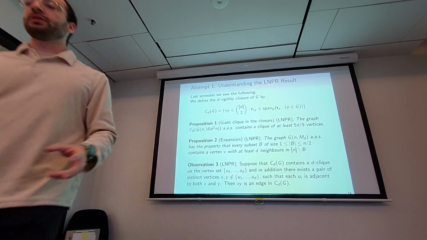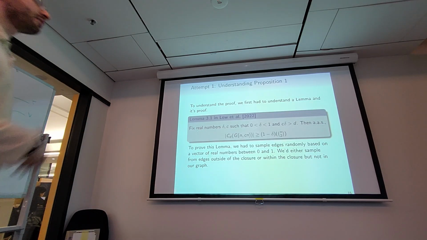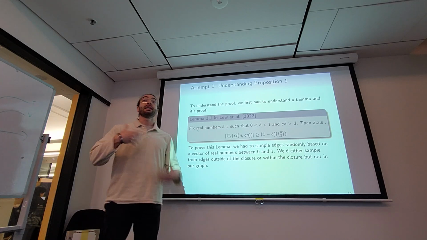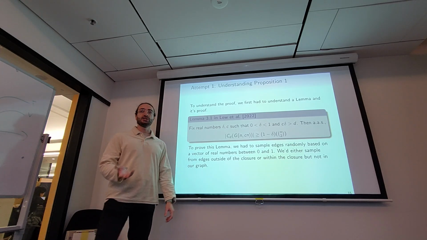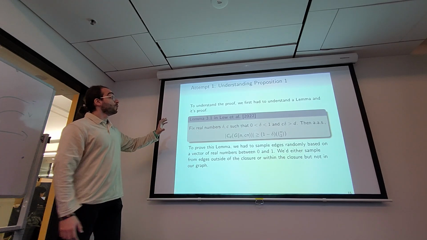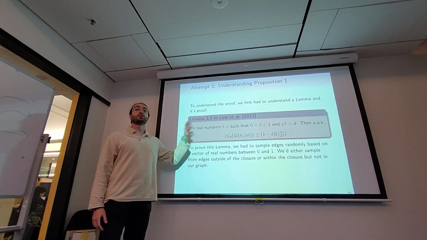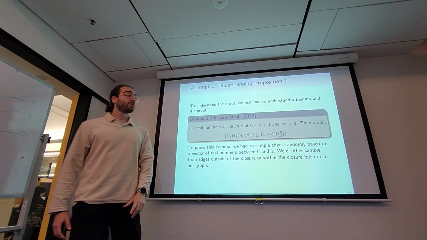Now, we looked at the proof of this proposition. This was our first attempt at getting somewhere with proving our conjecture. And so we looked at this lemma. This was something that was required for their proof.